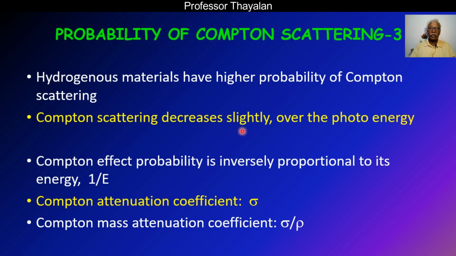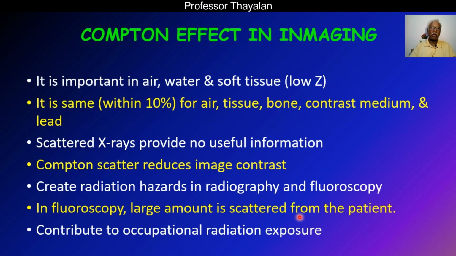Compton scattering decreases slightly with photon energy; however, we can write Compton effect probability is inversely proportional to its energy, that means 1 by E. As the energy increases, Compton effect probability slightly decreases. So the Compton attenuation coefficient is denoted by sigma. Compton mass attenuation coefficient is denoted by sigma by rho, that is actually divided by density.